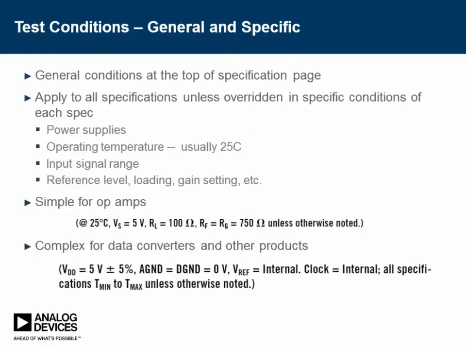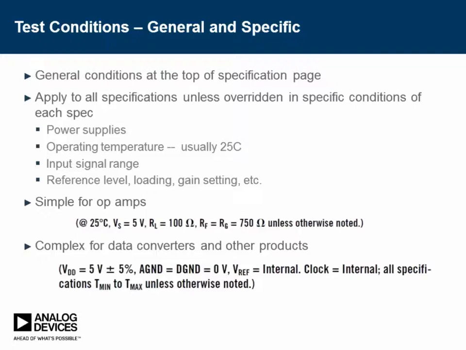So then, within the specifications, we have conditions. There are general conditions at the top of the spec page, and that would be the power supplies that were used during the testing, the operating temperature, normally 25°C, the signal range of input, and then many other conditions, possibly reference loading and so on, that would define how we did the testing. And we'll get into another aspect of that later.